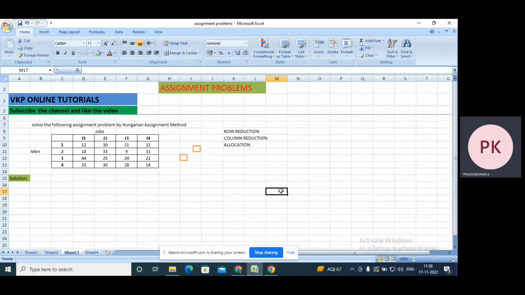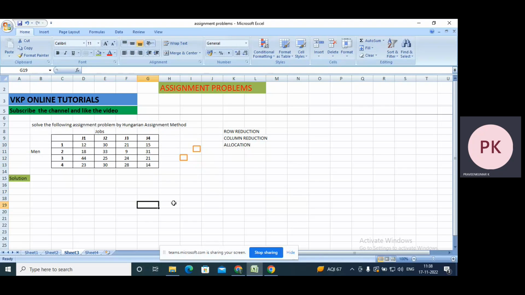Today we will discuss the problems on assignment problem. Let us take this problem. Solve the following assignment problem by Hungarian assignment method. So this is the man and the jobs are given. They are assigning and they give the cost matrix. So this is the cost matrix.